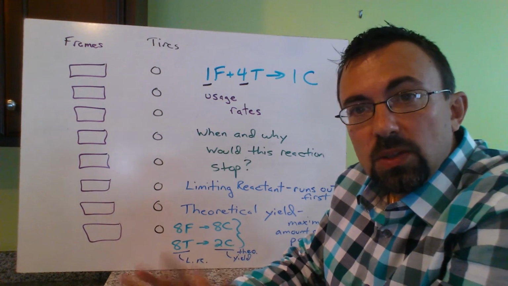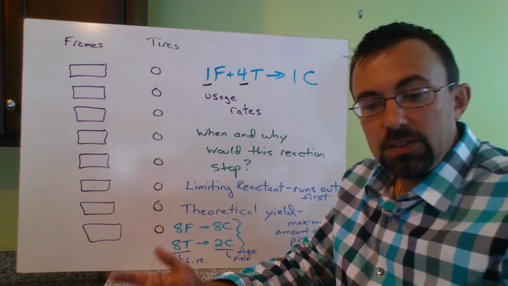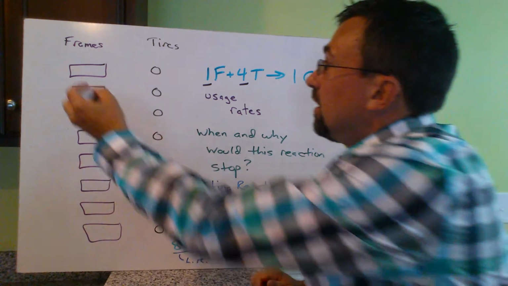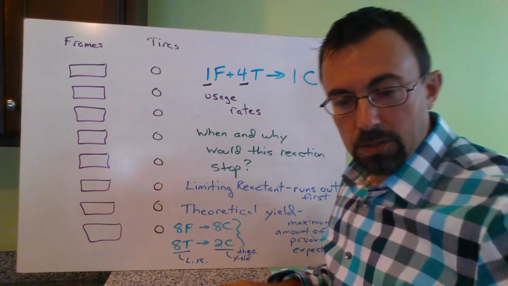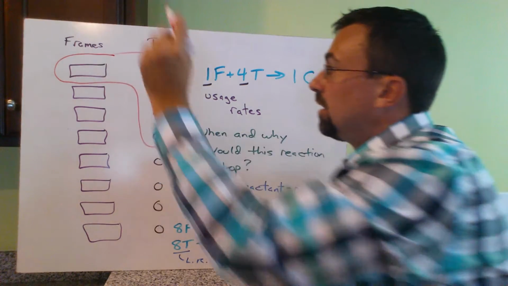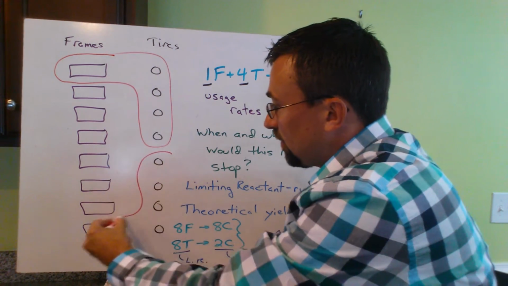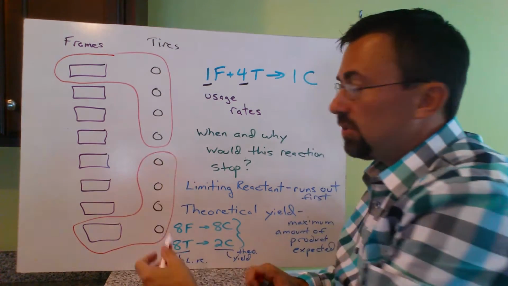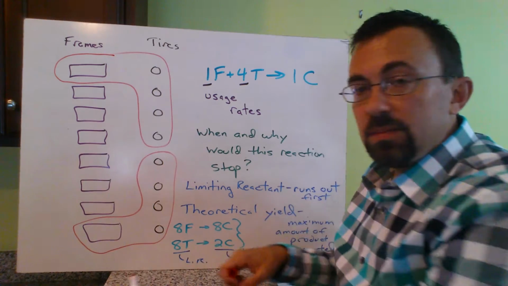And what's going on? So what happens if we start to put these things together? And you guys know this. 1 frame will use up 4 tires. And another frame down here will use up 4 tires. We'll get 2 cars out of this. And I'll have 6 frames sitting there.